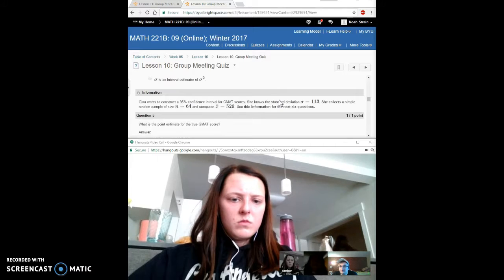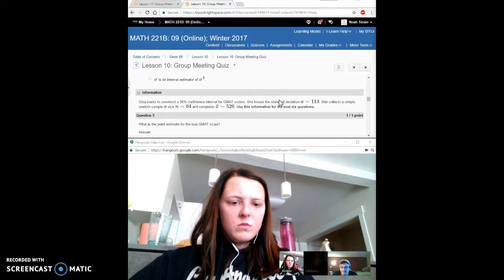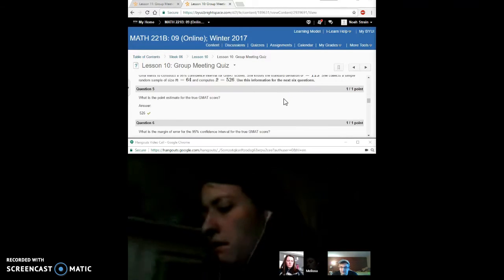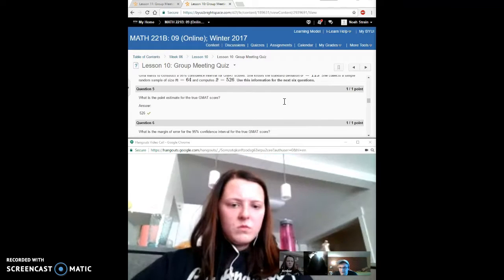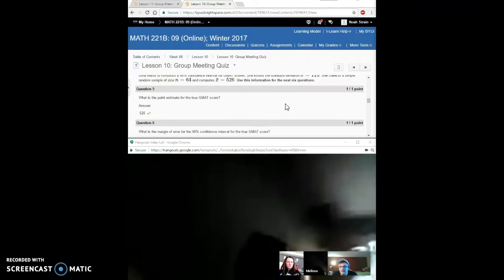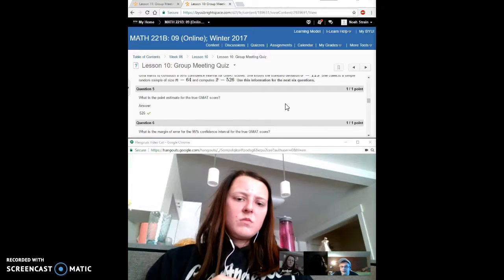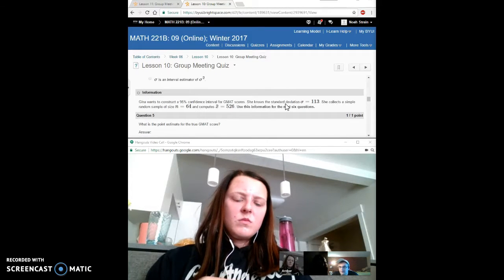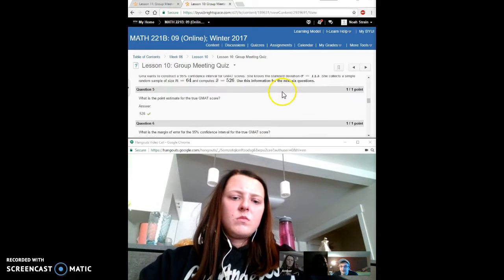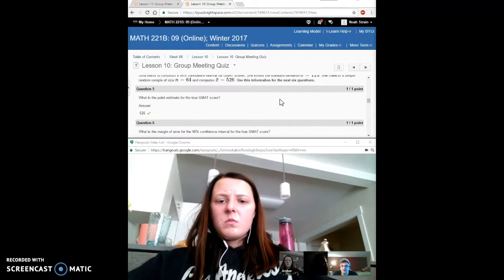Because we don't know the true mean of the population and we can take samples, we want that to be close to it. So question 5: using the data provided above, what is the point estimate for the true GMAT score? Using the information from question 4, where the sample mean is a point estimator of the population mean, it would be 526.